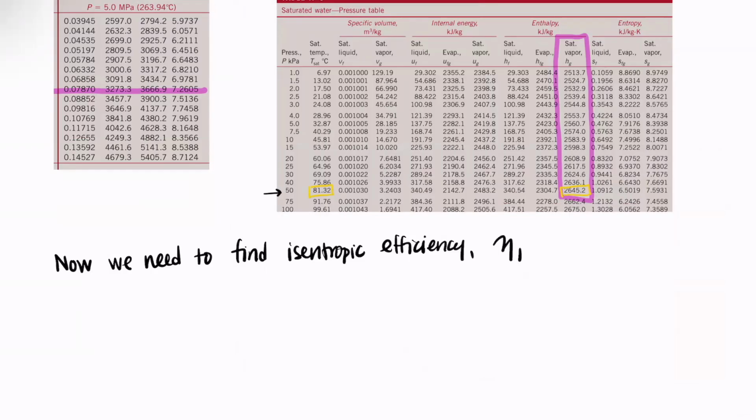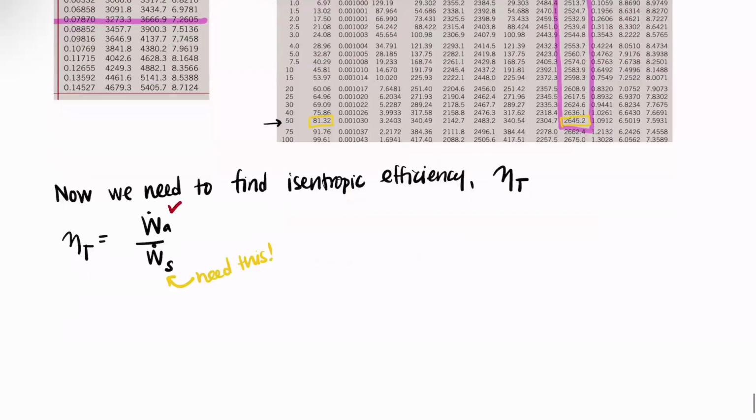So this is our eta T. We know that eta T is equal to W dot A over W dot S. We already found W dot A, but we need to find W dot S. So let's consider how we would find our ideal output. I'm going to draw a picture that we saw last time in the notes.